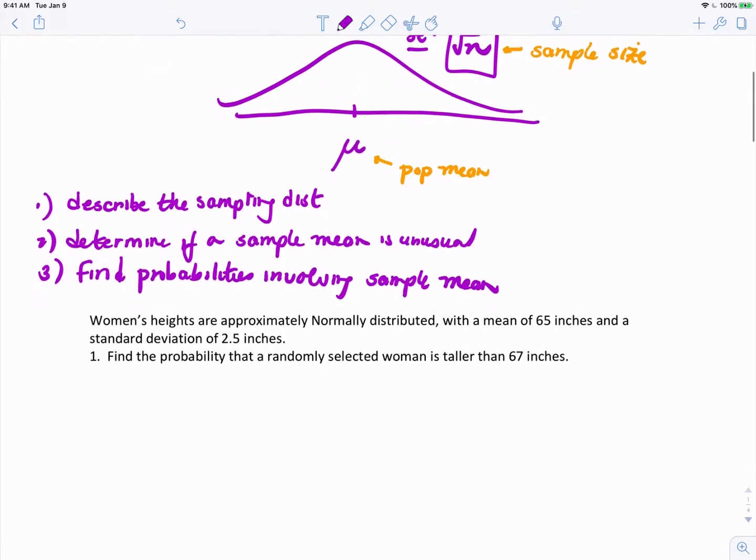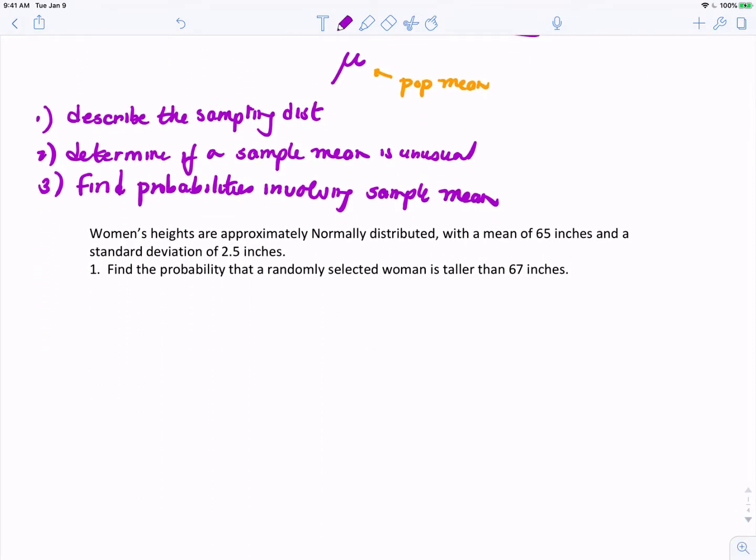Let's do some examples. Women's heights are normally distributed with a mean of 65 inches and a standard deviation of 2.5 inches. Find the probability that a randomly selected woman is taller than 67 inches. To do this problem, we don't need the central limit theorem. This is a problem that we could have done from Chapter 6. I think it's in Section 6.2, if not 6.2, 6.3, because we're not taking a sample of women, we're just taking one woman, a randomly selected woman.